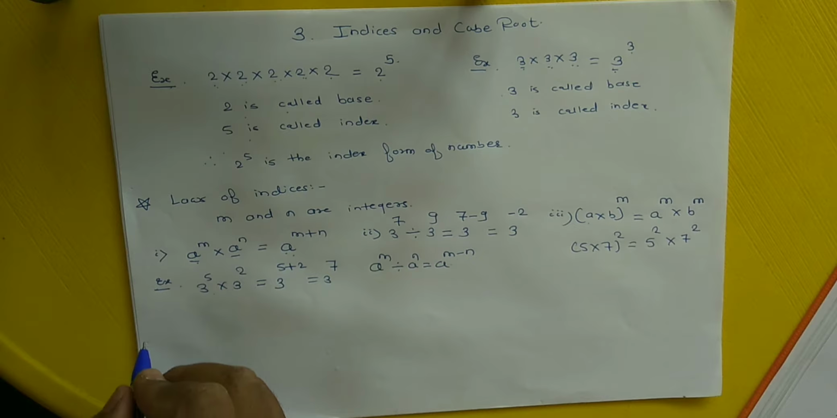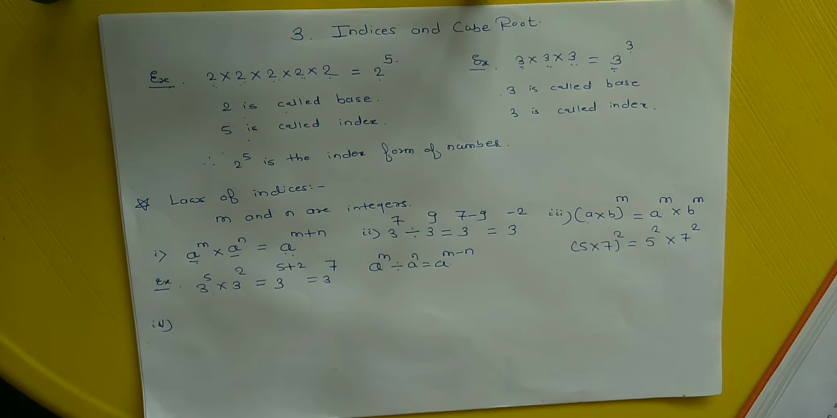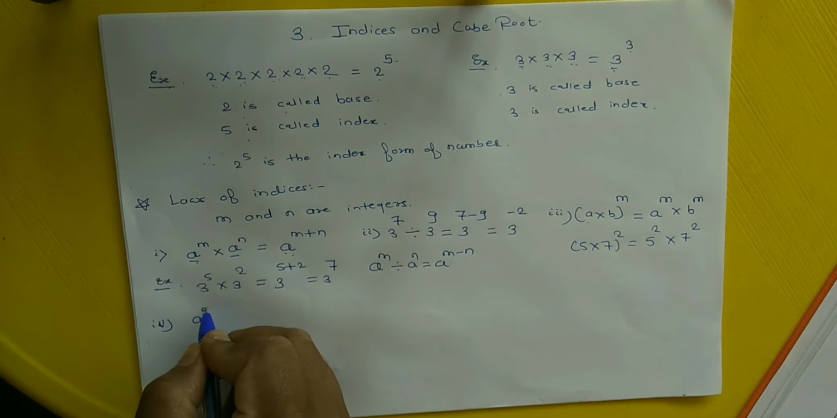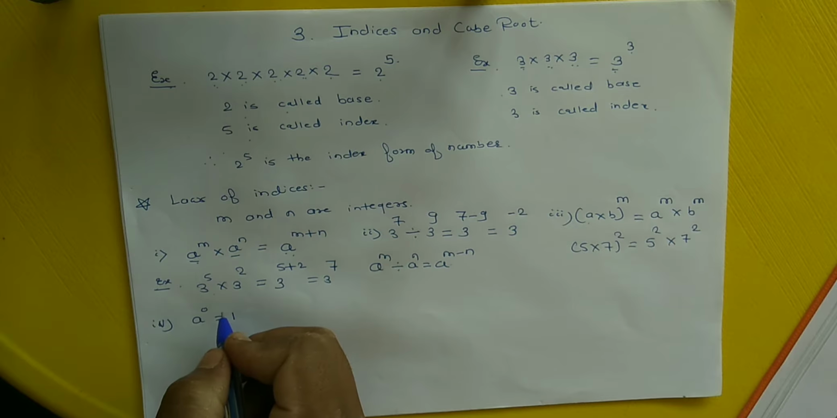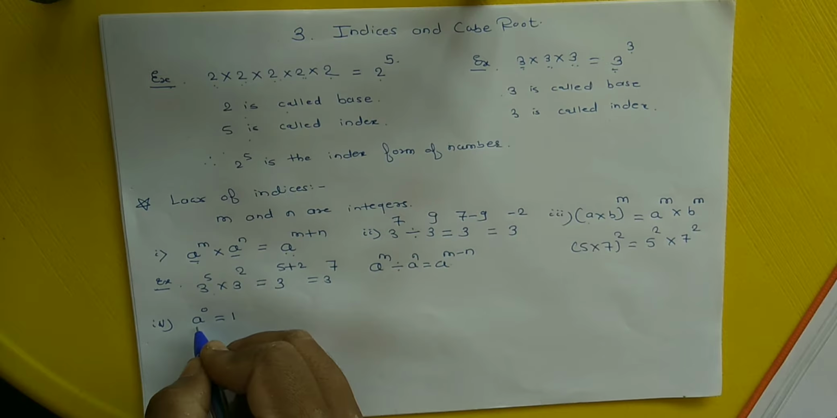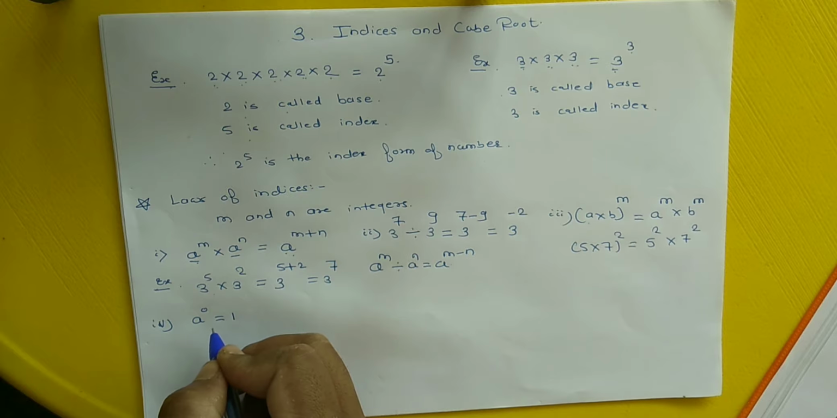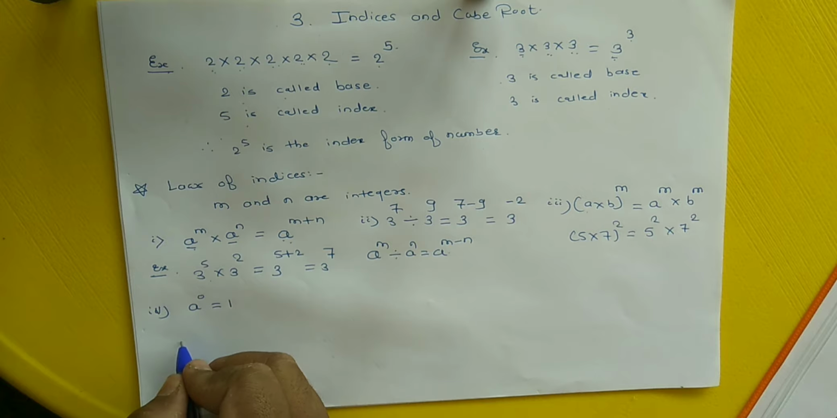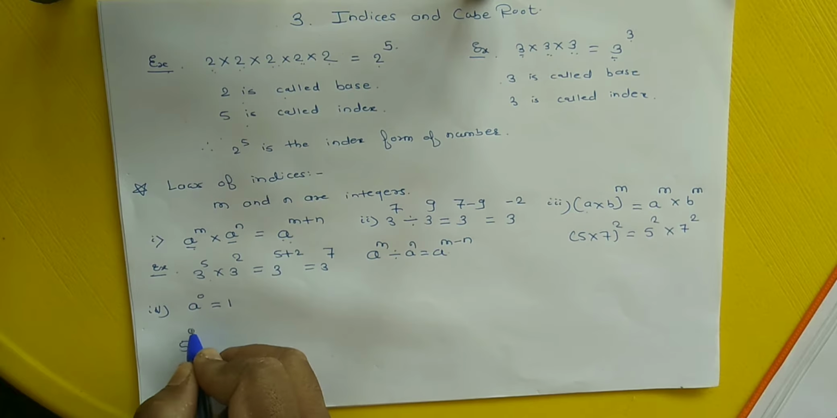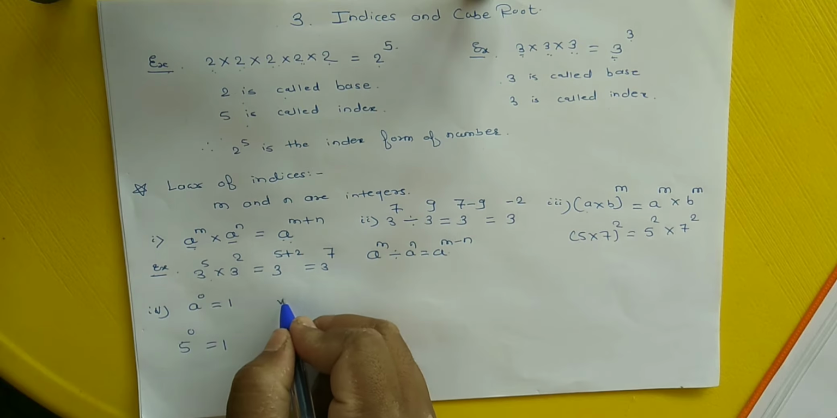Now the next one, the fourth law. What is the fourth law? a to the power 0 is 1. Any number, any base to the power 0, its value is equal to 1. So a to the power 0 is equal to 1. Suppose I write 5 to the power 0. The value is always 1.